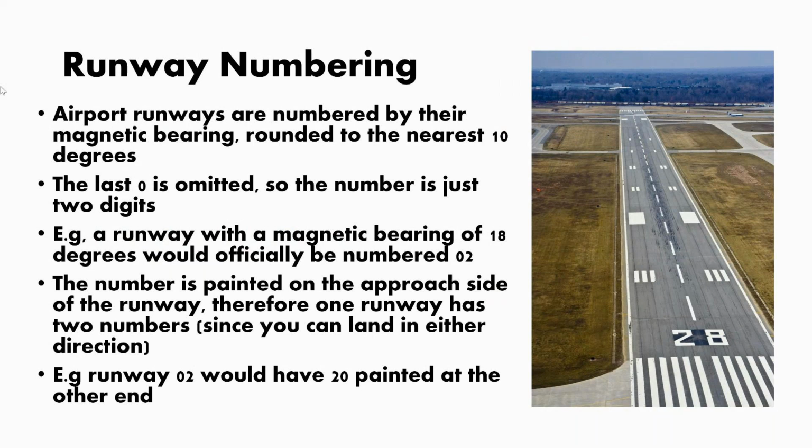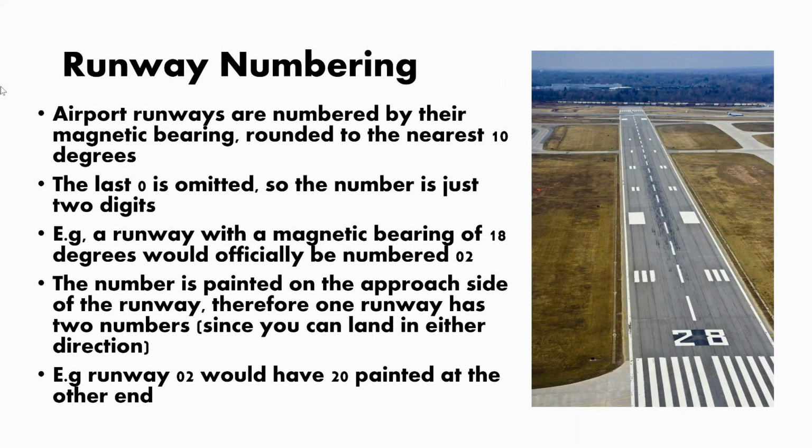And there you go, the example on the slide there. A runway with a magnetic bearing of 18 would be numbered 02, right? Because you would round that 18 to 20, or 020, then you would chop off the last 0. So it would just be runway 02, or runway 2.